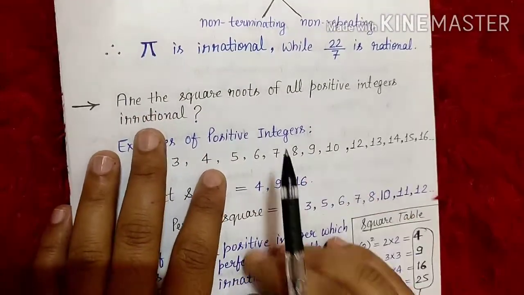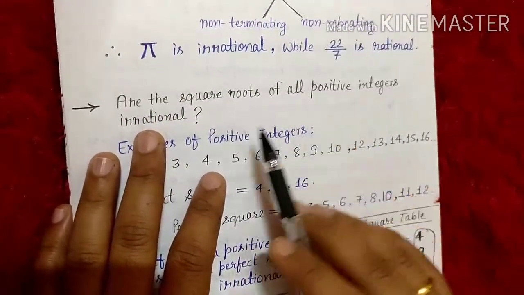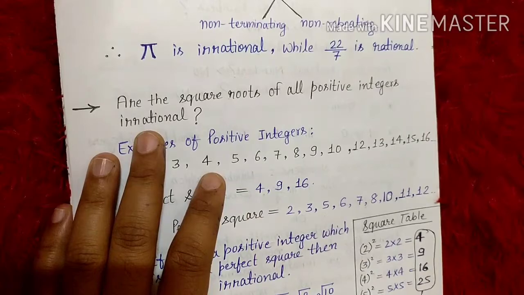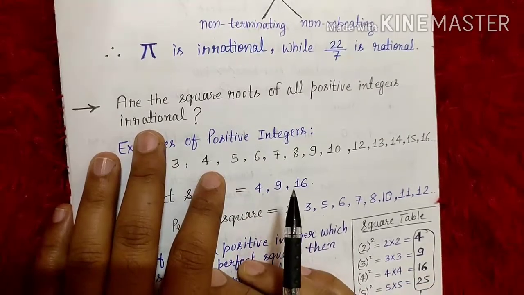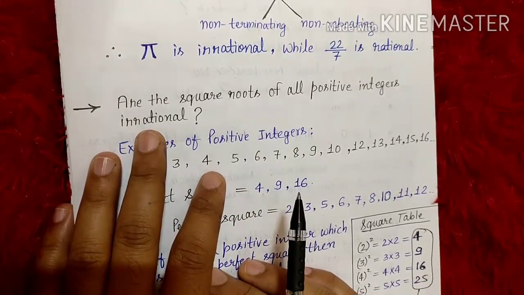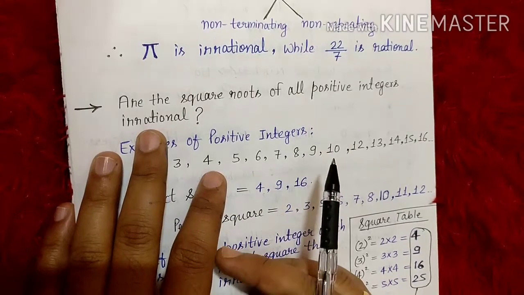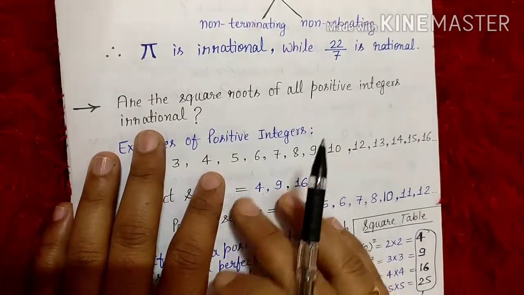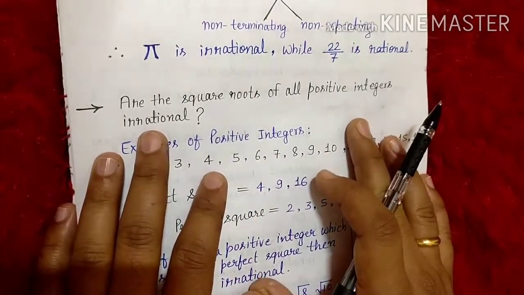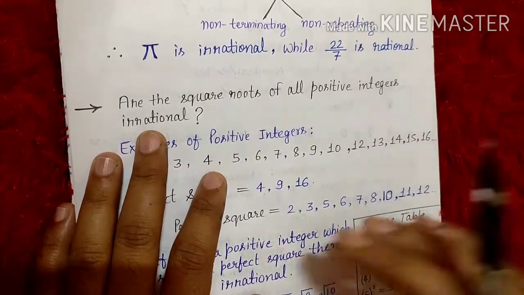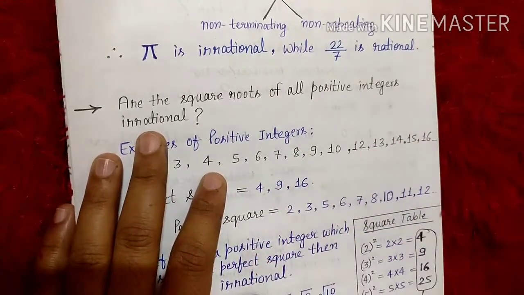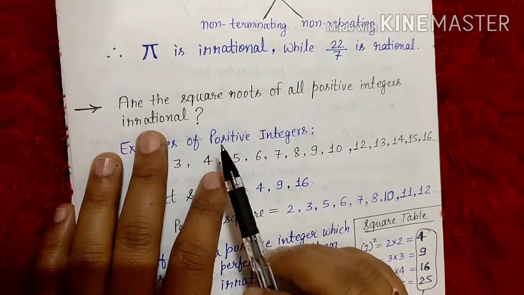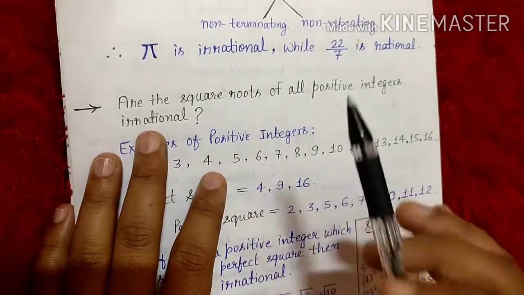Then comes the question: are the square roots of all positive integers irrational? We have learned earlier that root 2, root 3, root 5, root 7 are all irrational numbers. So in this way, if we put a square root on all the positive integers, like 2, 3, 4, 5, 6, 7, 8, 9, 10, what will happen? Will they all become irrational? Just think about that.